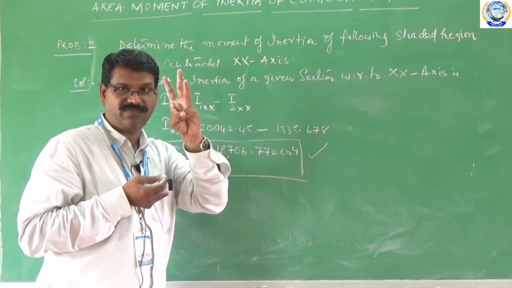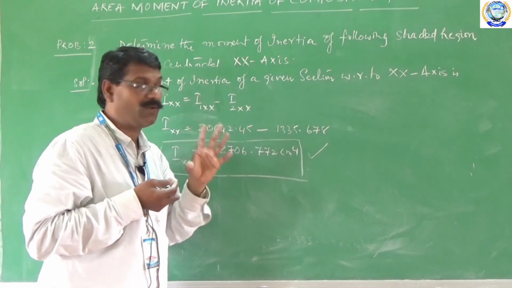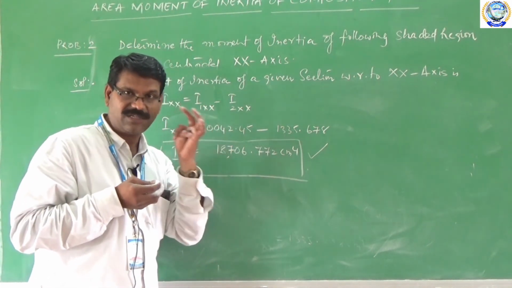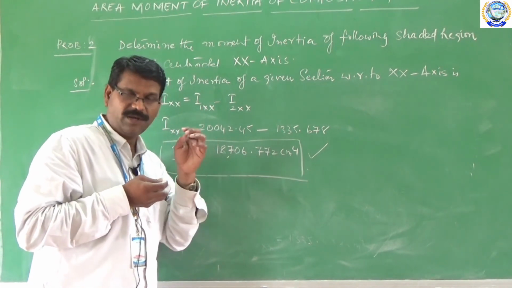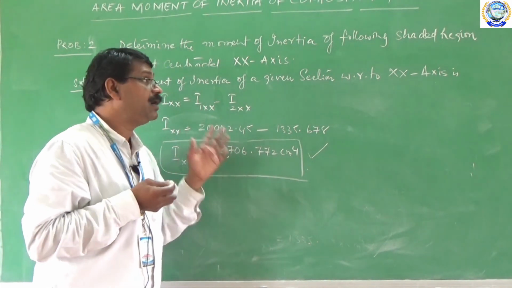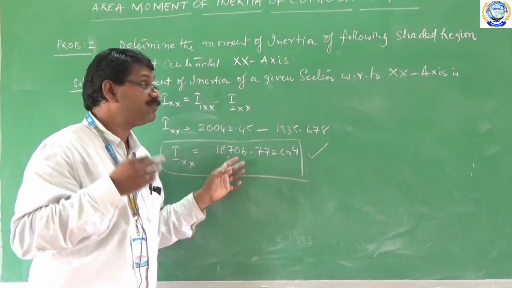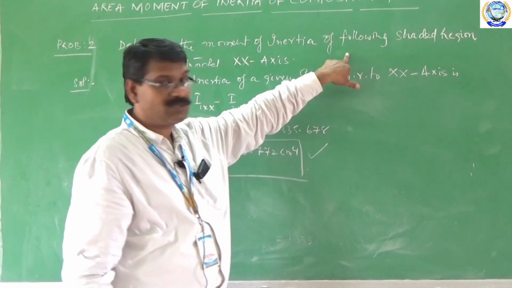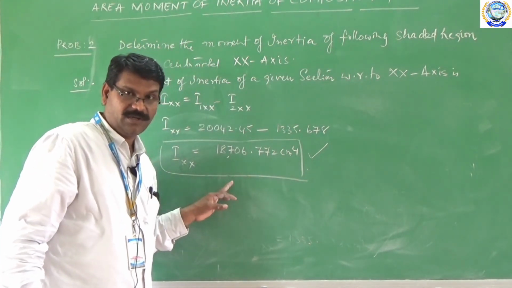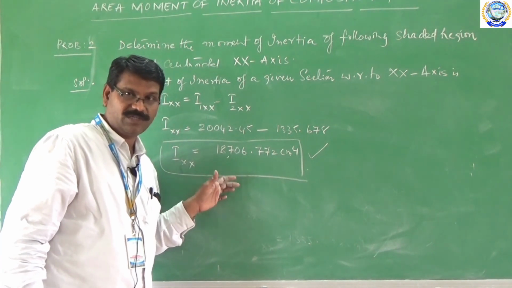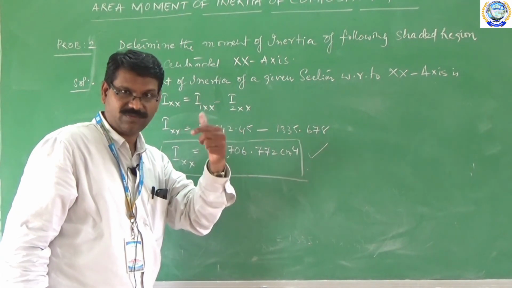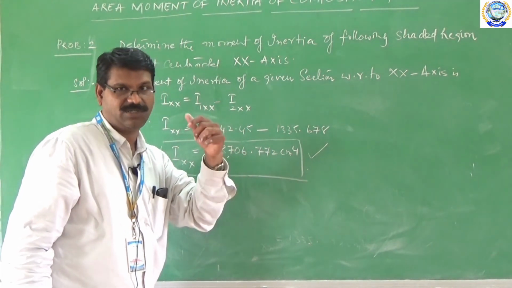Therefore, we have three types of specimens with methods. What are they? I told you very clearly: determination of area moment of inertia of simple figures, determination of area moment of inertia of composite figures, which we have completed in this video lecture, and determination of area moment of inertia of the shaded region. This is what is known as the third category. And with this, we have completed the determination of area moment of inertia with respect to three categories: simple figures, composite figures, and shaded regions.